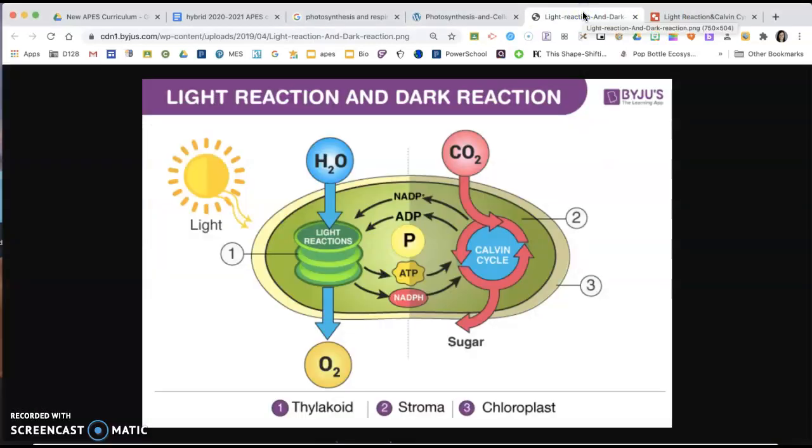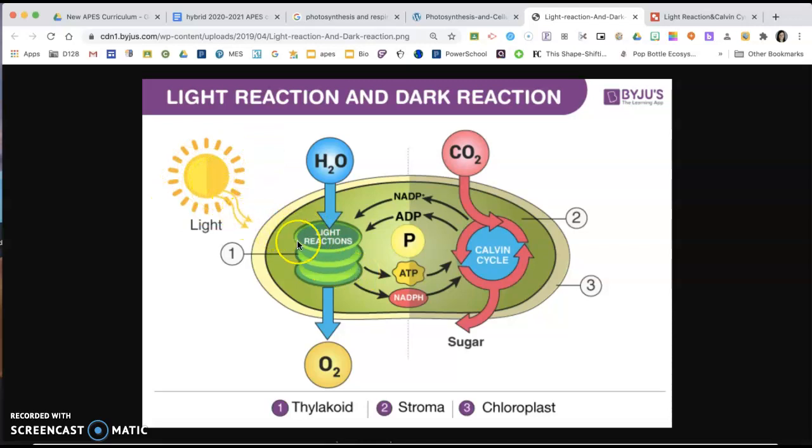What I want you to do is review with me the light reaction and the dark reaction. This is a picture of the inside of a leaf, and what we have going on in this process is photosynthesis. So light and water enter into the cell. This is actually the chloroplast. And we have something that's going to occur called the light reaction. Again, it's the light reaction because the light is involved in the process here.